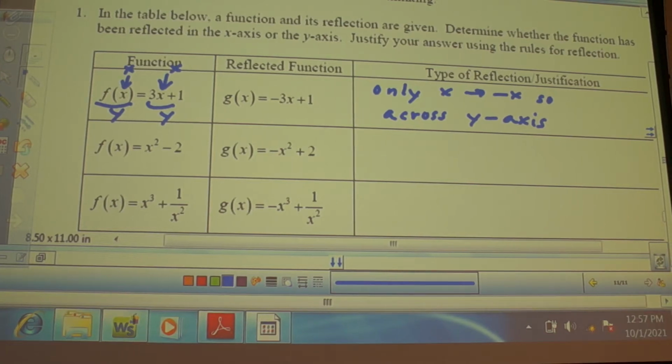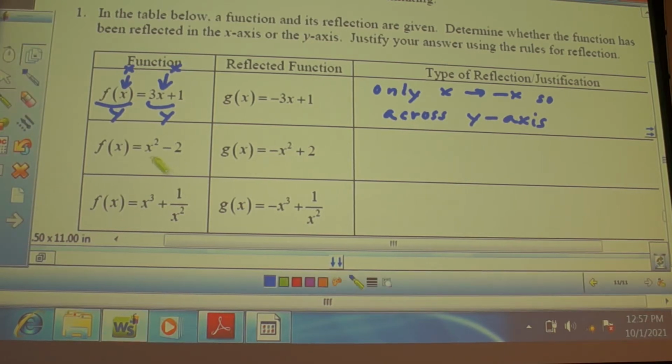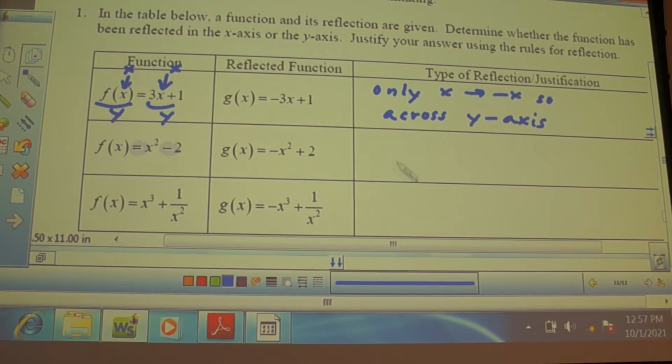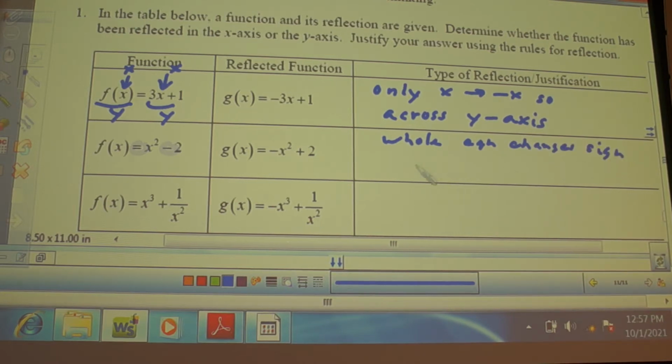Okay, all right, so let's go ahead and take a look and see what we've got. This next one, does everything get its signs changed, or just the x part? All of it, right? So this one would be the whole equation changes sign. Oh, so it wouldn't be that the y became negative? Yeah, y became negative y. Perfect. Okay. So this is across the x-axis.